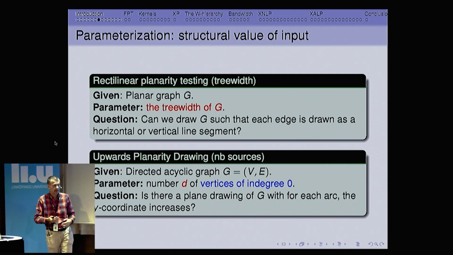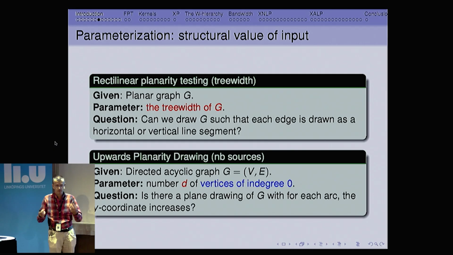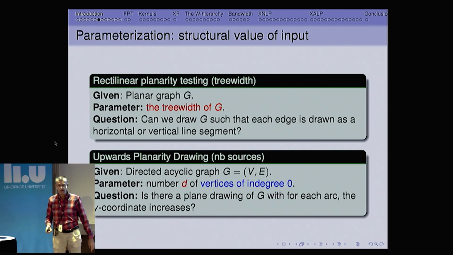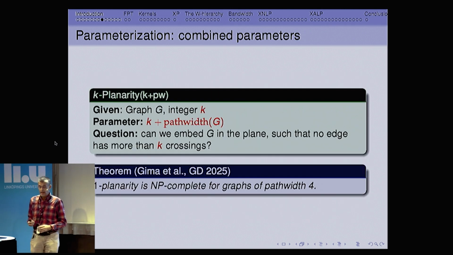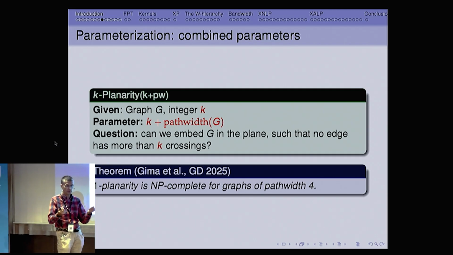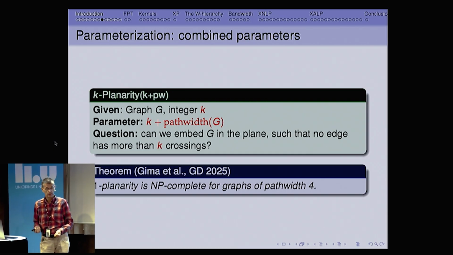So the parameter can be tree width, but it can also be something else. For instance, for upwards planarity testing, people showed that this problem is actually easier if the number of vertices which have in-degree 0 is a small value, then it becomes fixed parameter tractable. So you can look at the dimension of the graph, you can have lots of structural values of your input, and then you can ask, if this is my small variable, what happens then with the complexity? And you can get an even richer landscape by looking at combinations of parameters. You can say, for instance, the target value is small and some structural value is small.